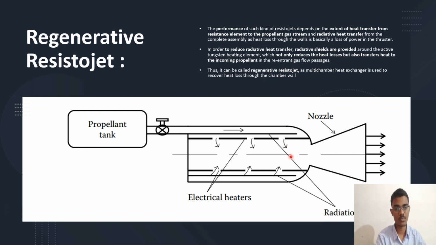So here, this not only reduces the heat losses, but it also helps to reheat the fuel. The propellant is, we can say, heated two times. Once using our resistance element, and then again with the help of the walls, we can heat this propellant, which will be far more efficient. Thus it is called a regenerative resistojet, as a multi-chamber heat exchanger is used to recover heat losses through the chamber wall. In this diagram, you can see this.